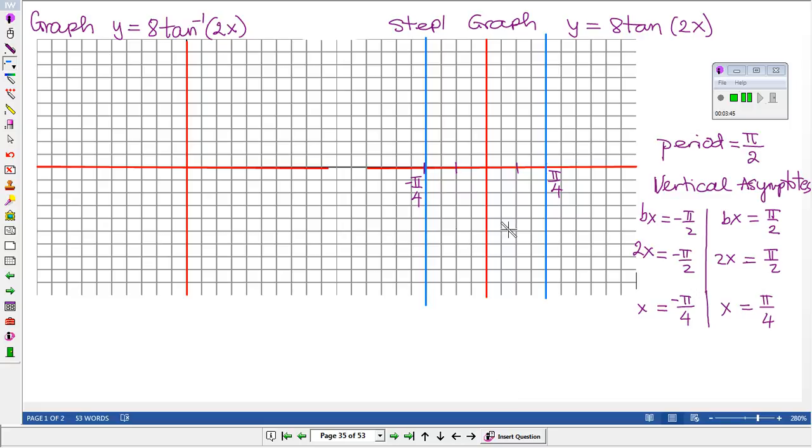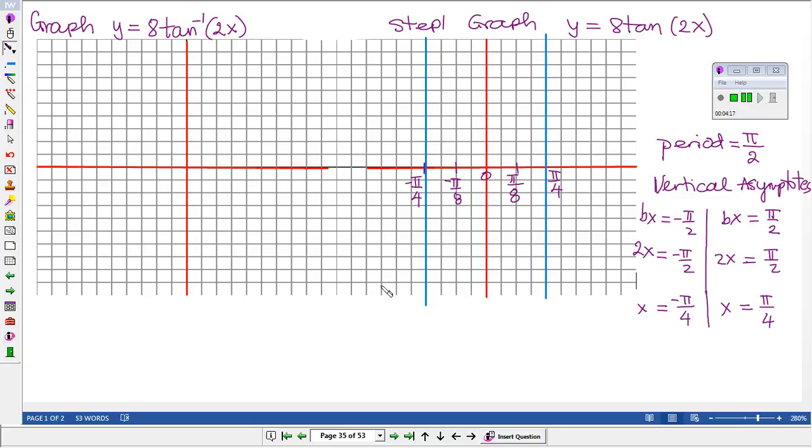Now what we did is that we plot the two vertical asymptotes, but at the same time we also make sure that the distance between the two adjacent vertical asymptotes will be divided into 4 equal parts. So pi over 4 divided by 4 will be pi over 8. This is negative pi over 8. This is 0.